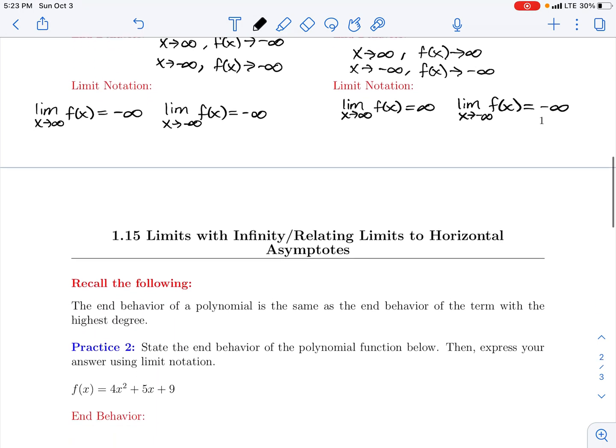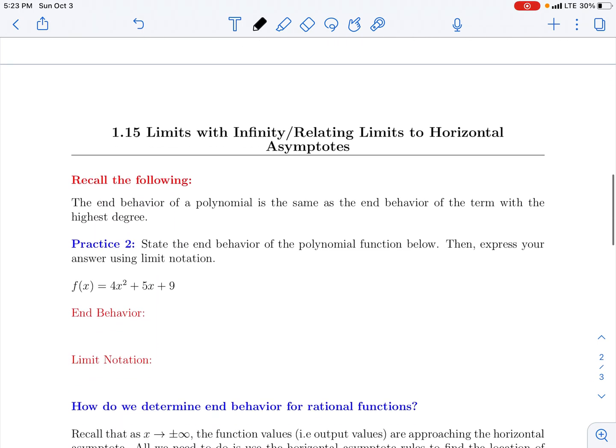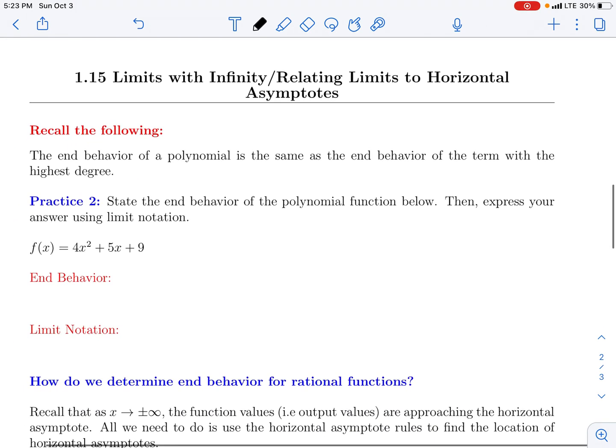Okay, so let's talk about what's going on here in practice 2. So here I just want to recall the following. The end behavior of a polynomial is the same as the end behavior of the term with the highest degree. So in other words, if I know how to find the end behavior of power functions, then I basically know how to find the end behavior of polynomials. Okay, so looking at this example in practice 2, it says state the end behavior of the polynomial function below, then express your answer using limit notation.